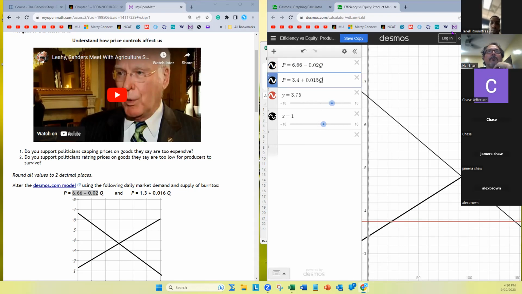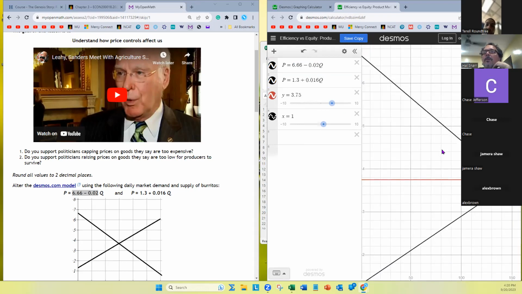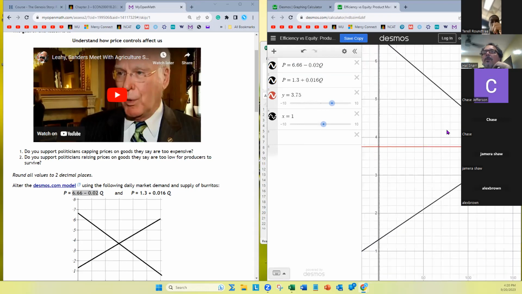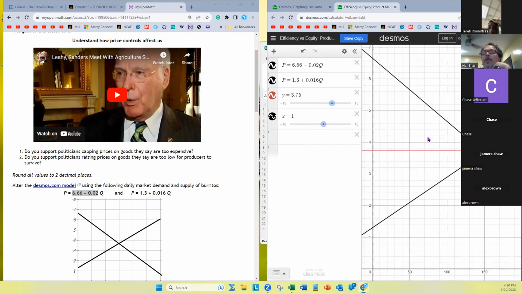And then I'm going to go down to my supply curve. My supply curve intercept is 1.3, I'll just type it, 1.3, and the slope is 0.016, right? Okay, and then on this red thing right here, I'm going to set that equal to 0. Actually, I'm going to set it equal to minus 10. I want to make it disappear. Okay, so I made the red line disappear. It's down here, below 0.